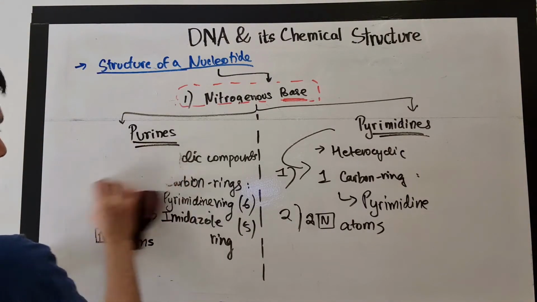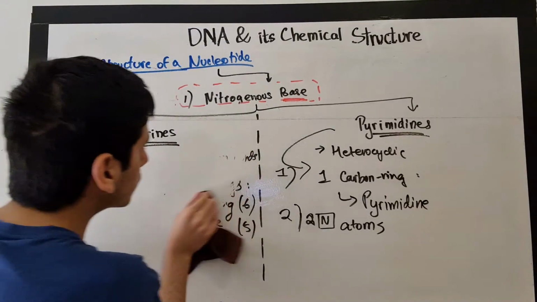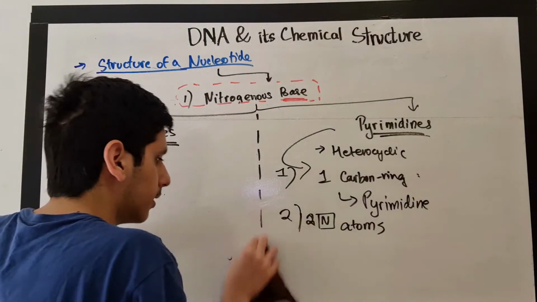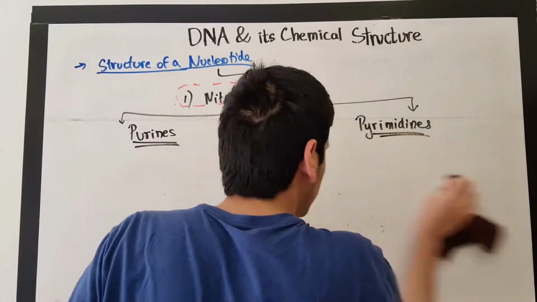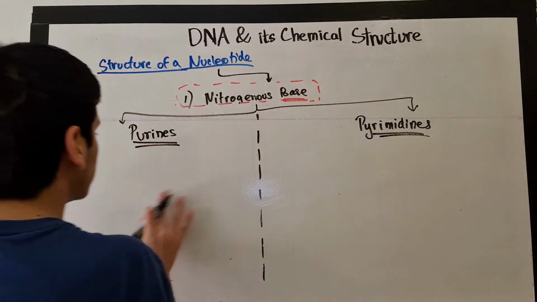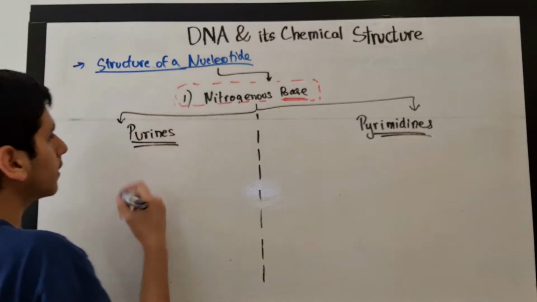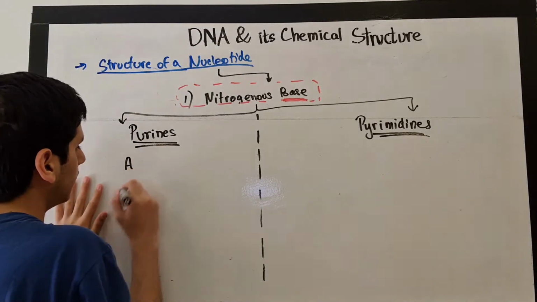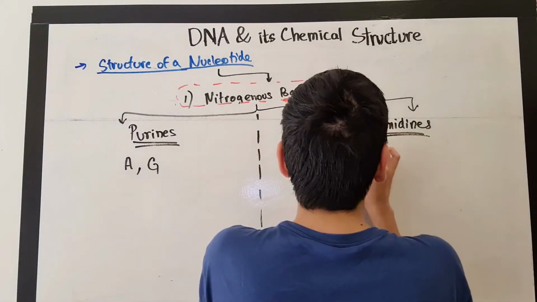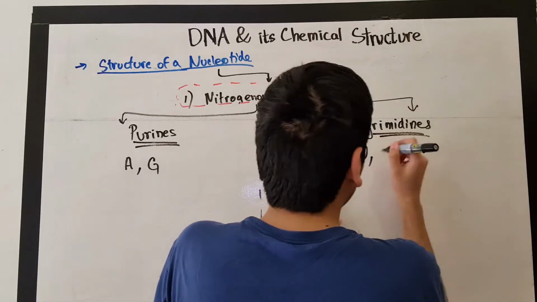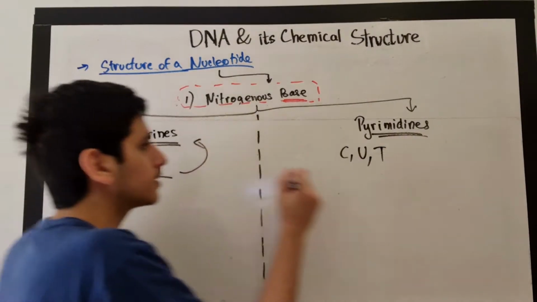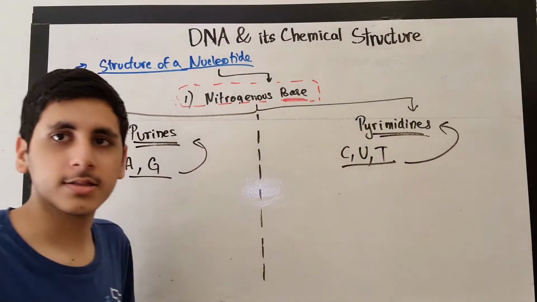Now you might be wondering which base is which type of compound, so I'll explain that now. You have 5 bases for DNA and RNA. Adenine, A, and guanine, G, are both purines. And cytosine, uracil, and thymine are pyrimidines. So A and G are purines, and C, U, T are pyrimidines.